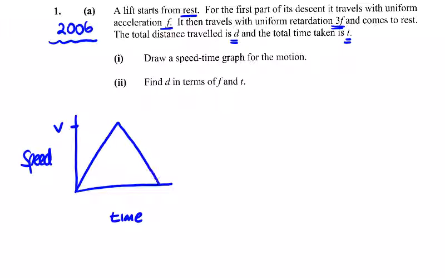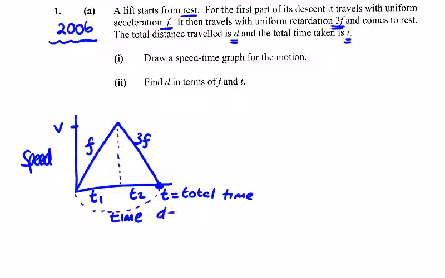It doesn't really matter that the slopes of these lines are pretty much the same, even though this one is f and this one is 3f, and we have t1 and t2. The total time will be at this point, t is total time, and we're given d is the distance, and we would have an angle in here and an angle in here.